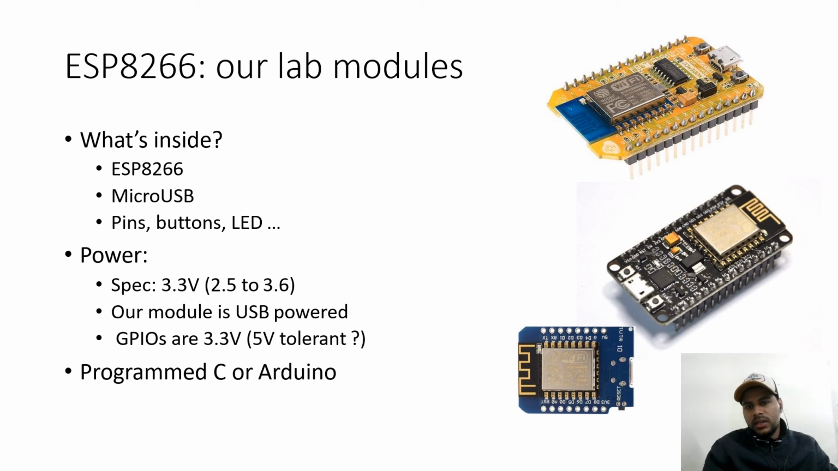These are all our lab modules through which we can implement. You can see Wi-Fi is written on the chip. The Wi-Fi is used to connect this IoT device. These are all chips. It has the ESP8266, micro USB pins, buttons, LEDs, all attached to this chip, and it has a power specification of 3.3 volt. It is USB powered. It can be programmed in C or with the Arduino kit. With the help of the Arduino kit, we can program it.